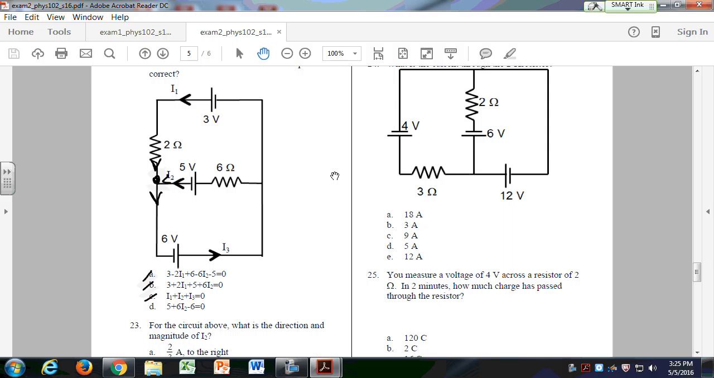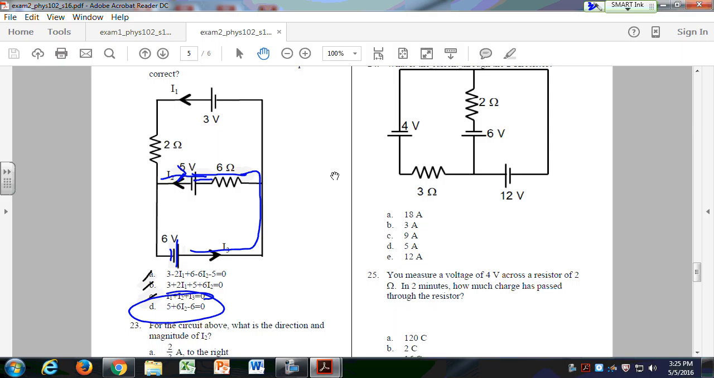Let's just double check. I have 5 plus, going in this direction because it's positive 5, plus 6i2 going against the current, so it's positive, minus 6, going from big to small, so it is minus 6. So that is the right equation.